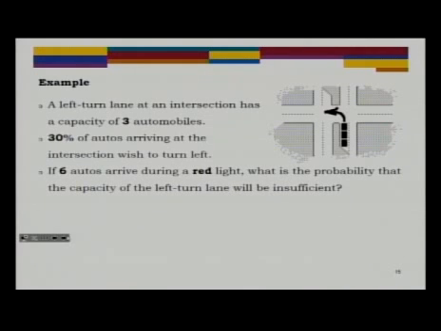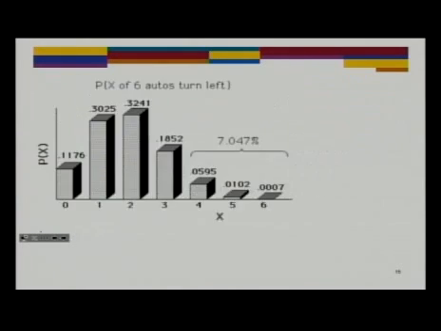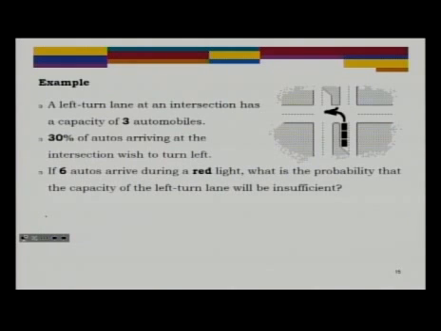Okay, so now let's take an example. Let's say a left-turn lane at a certain intersection has a capacity of only 3 cars, and 30% of vehicles arriving at the intersection wish to turn left. Now, if 6 vehicles arrive during a red light, what is the probability that the capacity of the left-turn lane will be insufficient? How to solve this problem?